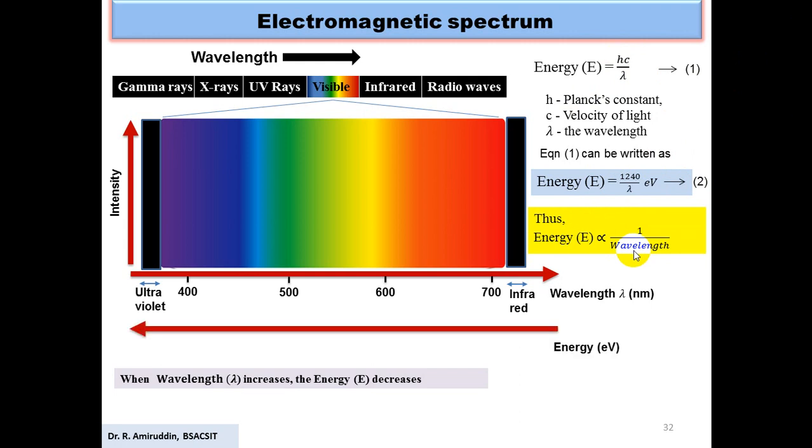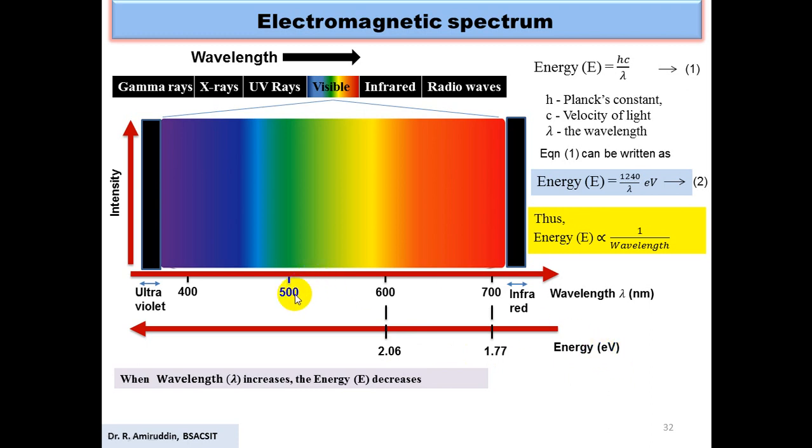Now if we plot the same x-axis in terms of energy, and if we consider 700 nanometer wavelength, then energy E is given as 1240 divided by 700 electron volt, which gives you 1.77 electron volt. Similarly, substitute 600 nanometer wavelength in equation number 2. We have E is equal to 1240 divided by 600, which gives you 2.06 electron volt.